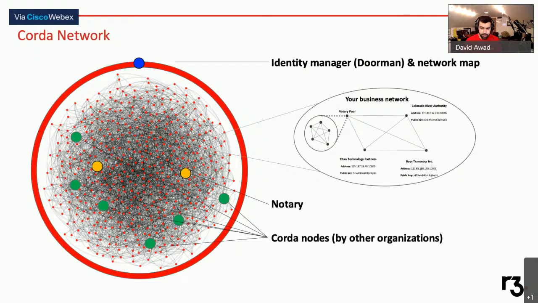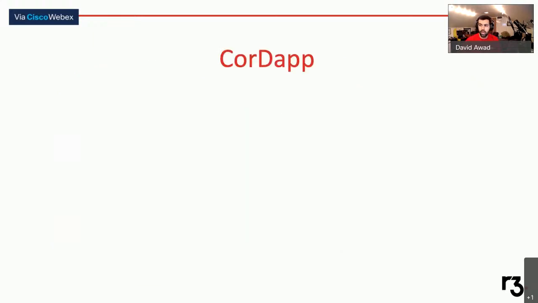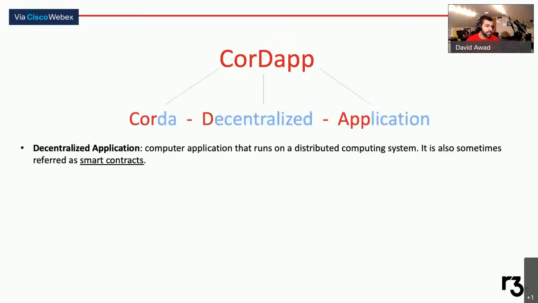So that being said, let's start with the basics. We keep using this phrase CorDapp. We're going to have to define it at some point. So CorDapp, long story short, is a Corda decentralized application. That means a computer application that runs on a distributed computing system. Not surprising. It is also sometimes referred to as smart contracts. That's another way to refer to what we're able to enable with this, right?